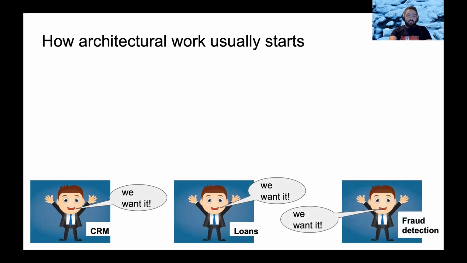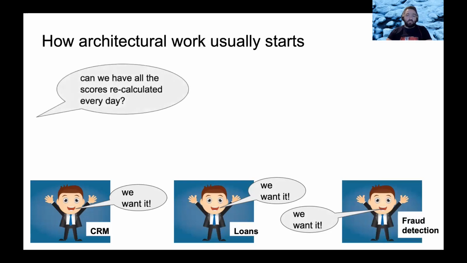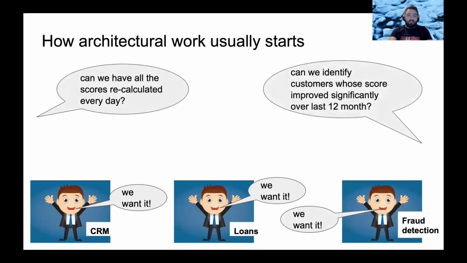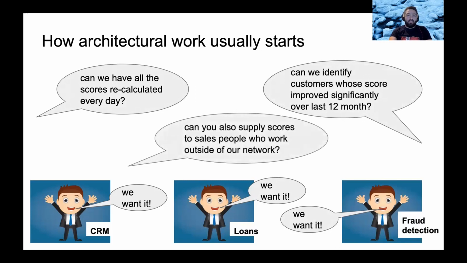You might be happy about this, but if you primarily worked with Jupyter notebooks, you might not be sure how to deliver calculated scores. And then people start telling you what they want, which makes it even more nebulous. So can we have all the scores recalculated every day? Can you deliver scores to sellers who work outside of our network? Can we identify customers whose scores have improved significantly in the last 12 months? And so on.